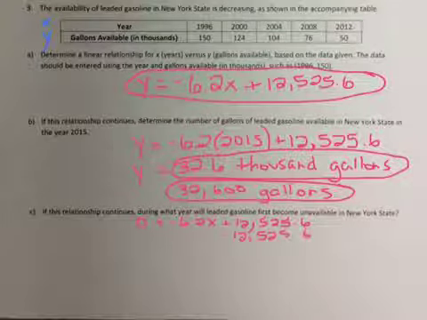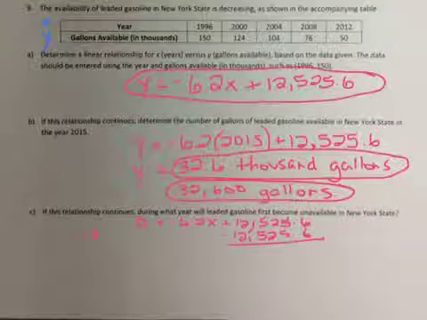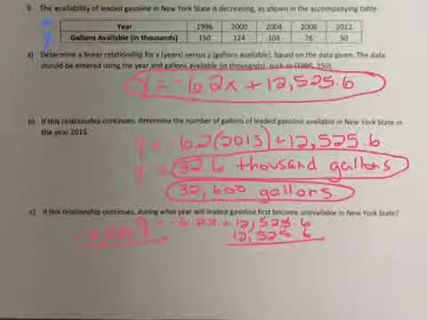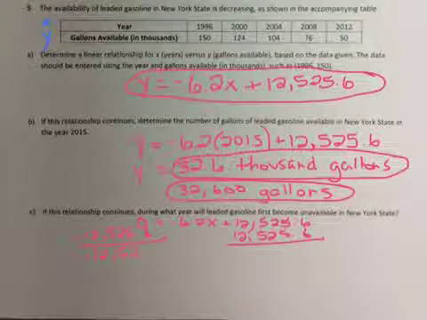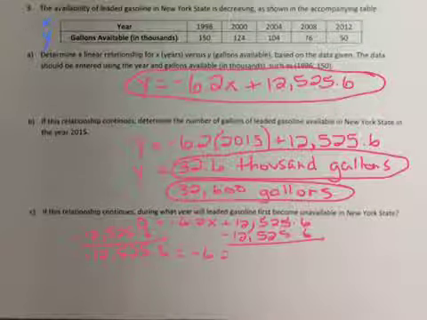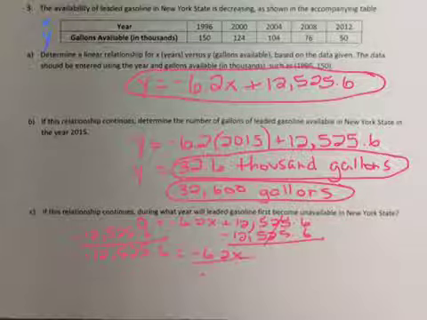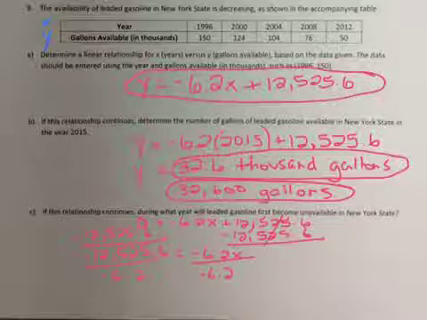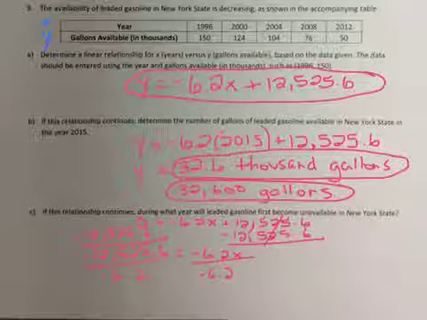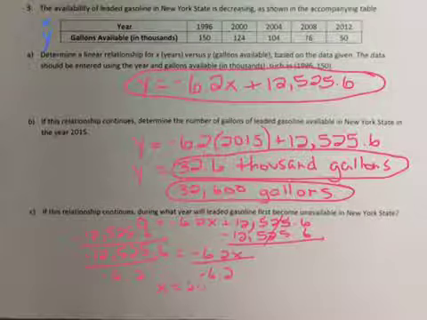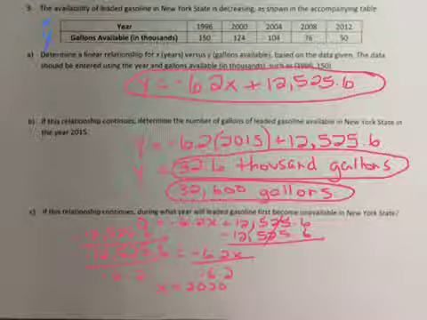Okay, so to solve, we would first subtract this 12,525.6 from both sides. All right, so that leaves us with negative 12,525.6 being equal to negative 6.2x. And let's just divide both sides by negative 6.2. Okay, so when I plug this in my calculator, I get x to be equal to 2020 point, I'm just going to round here, 258.